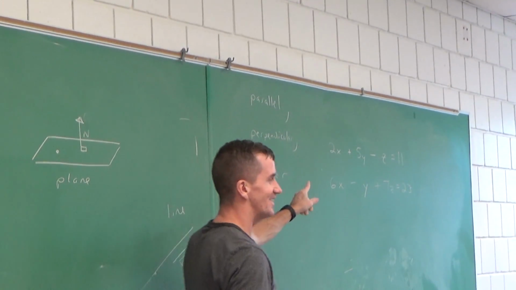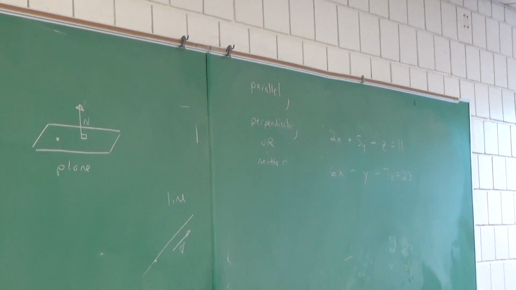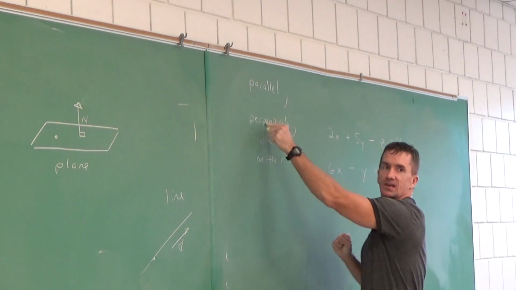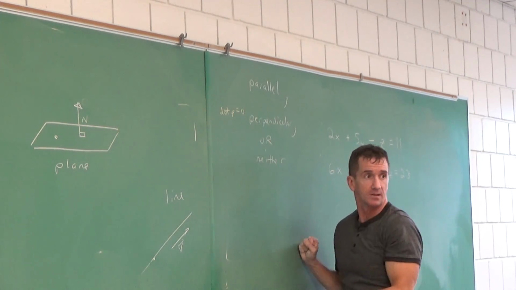That's what we're going to do, I love it. To determine whether or not two planes are perpendicular to each other, the dot product would equal what? 0. That's what we're going to check. Now, if the dot product's not equal to 0, then they're not perpendicular.